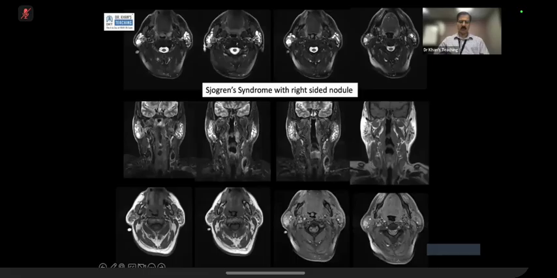T1 weighted sequence. The key sequences in head and neck are STIR. So this is not a T2 fat sat. By definition, STIR is a T2 fat sat, but physics is slightly different. So this is one of the standard sequences in soft tissue neck, STIR sequence. With that, a T1, and then T1 fat sat and T1 post-contrast fat sat. These are the key sequences.